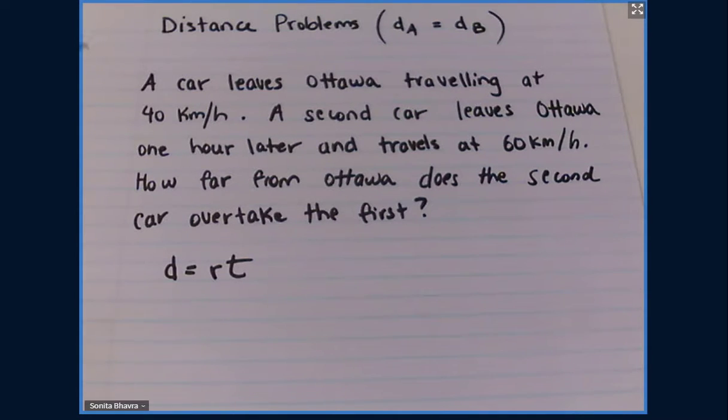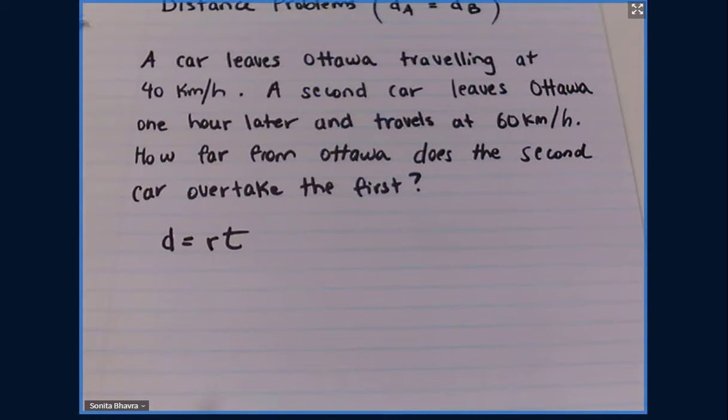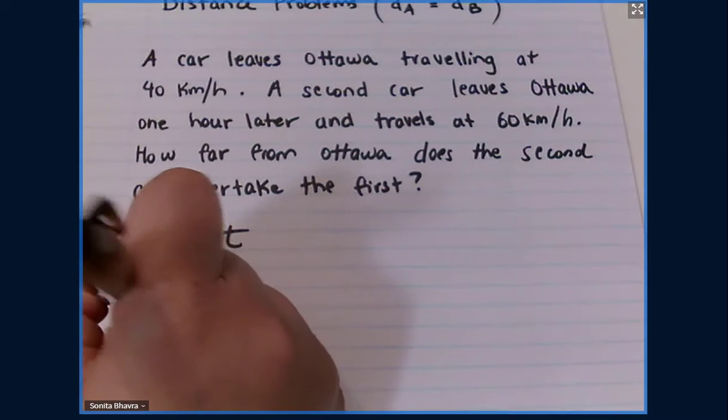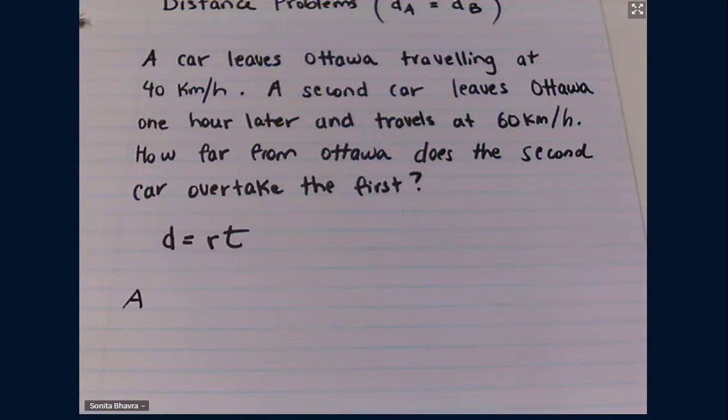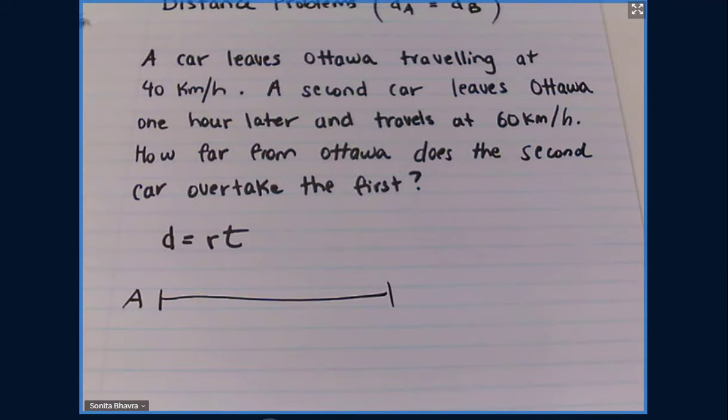So here is our first example. A car leaves Ottawa traveling at 40 kilometers per hour. A second car leaves Ottawa 1 hour later and travels at 60 kilometers per hour. How far from Ottawa does the second car overtake the first? So again, it's a good idea to draw a little sketch just to have an idea of what's going on. So car or vehicle A, and its rate and time we'll put down here.